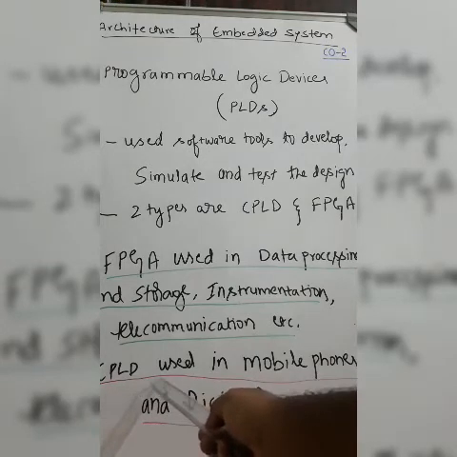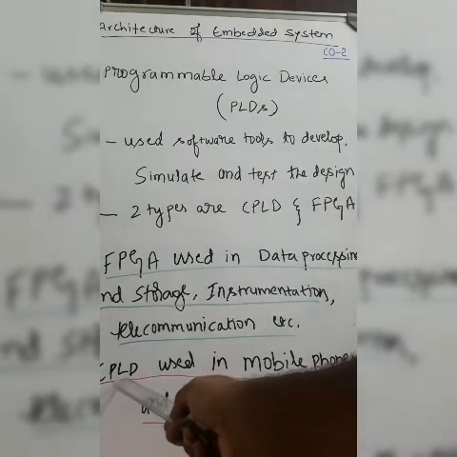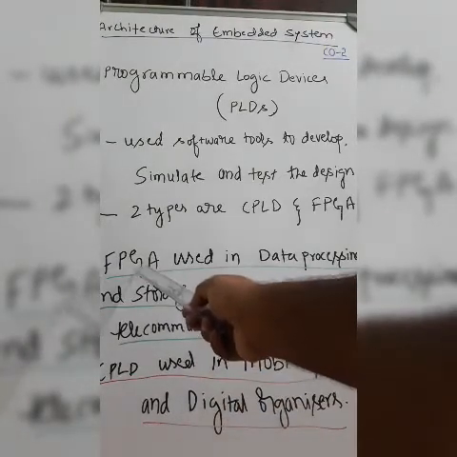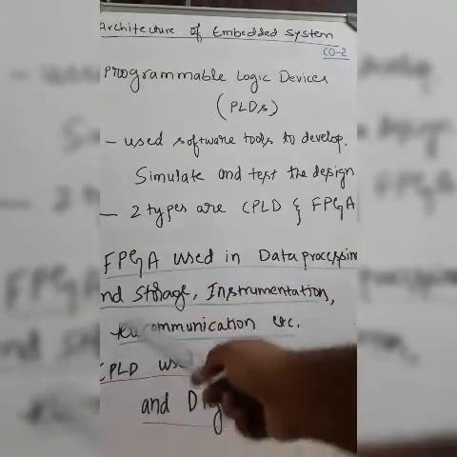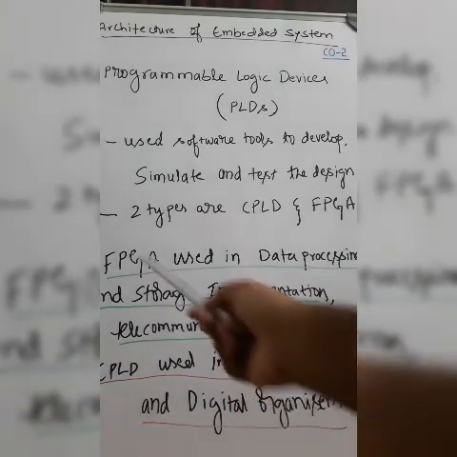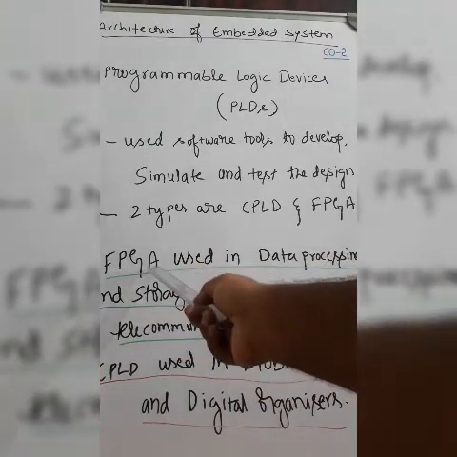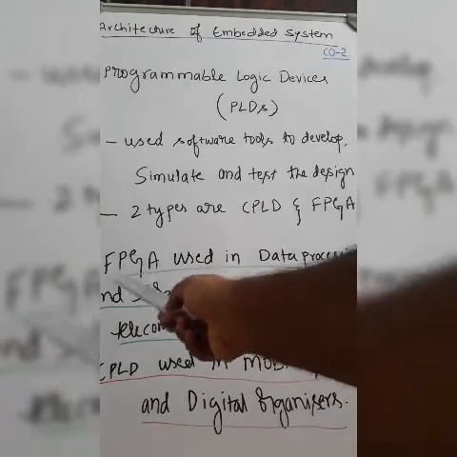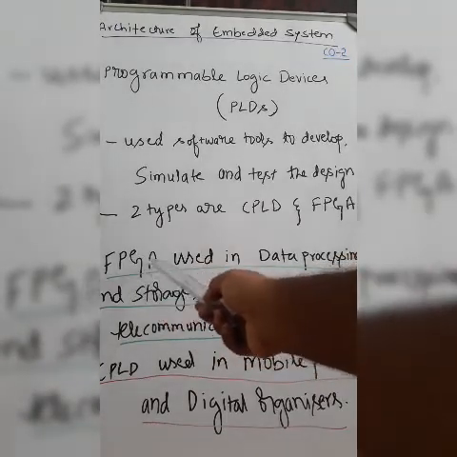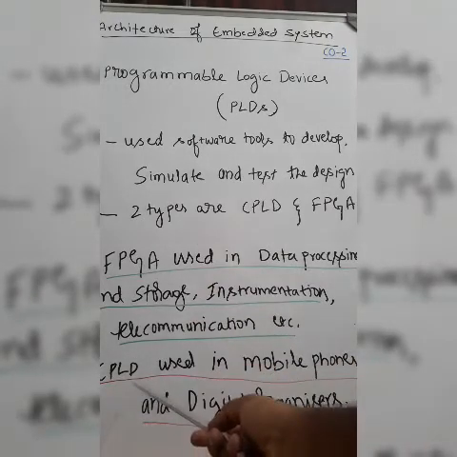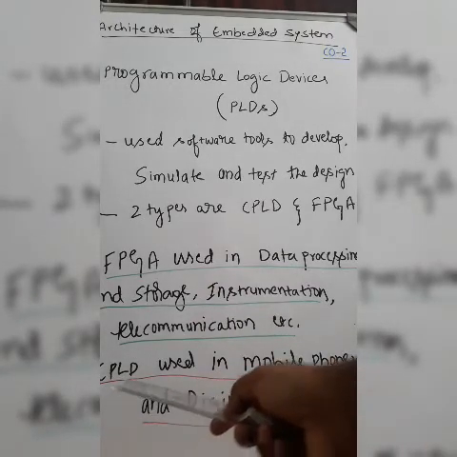Up to 10,000 gates is provided by the complex programmable logic device. Both FPGA and CPLD are available from Xilinx company. FPGA is called Virtex in the Xilinx company. Xilinx company is producing FPGA as Virtex. CPLD is produced by Xilinx under the name of CoolRunner.